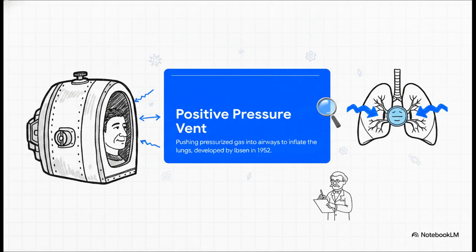It's essentially the process of actively pushing pressurized gas directly into the airways to inflate the lungs. And what's wild is that this was famously demonstrated way back in 1952 by a physician named Ibsen in Copenhagen. During a severe polio outbreak, by actively pushing air in, they literally saved countless lives. It was a massive medical pivot.